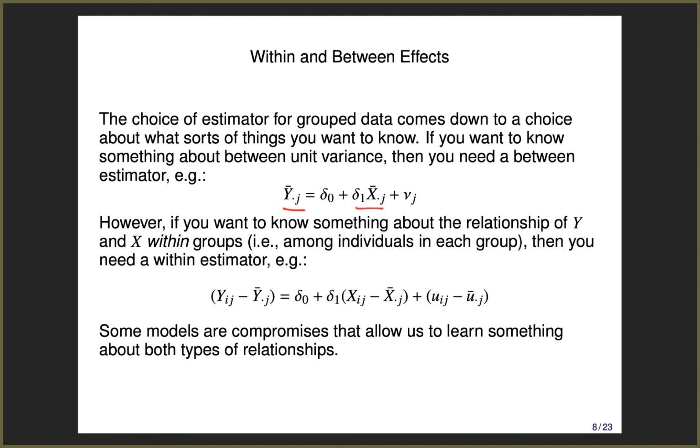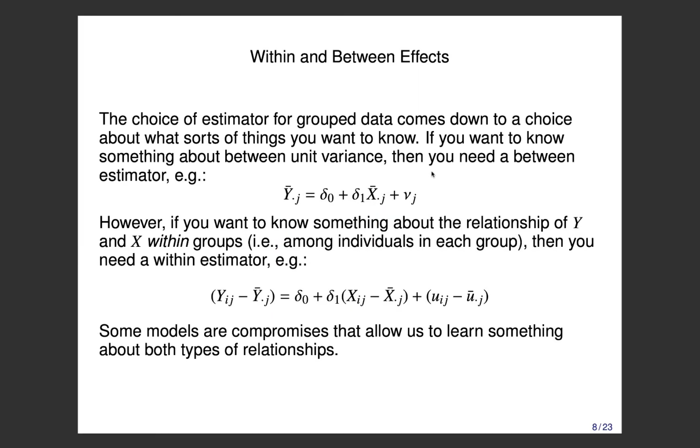If we wanted to know the within unit effect or the within group effect, what we would do is we would take these group means and we would subtract the individual observations of y and x from their group means. Then on these variables that have the group means subtracted, we could run an OLS, and that would give us the within effect, right? So that would actually allow us to evaluate the within unit effects.